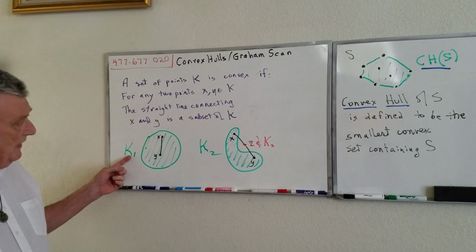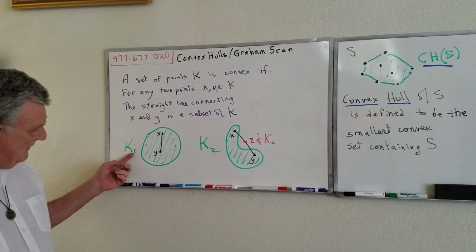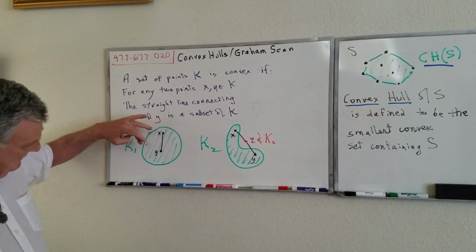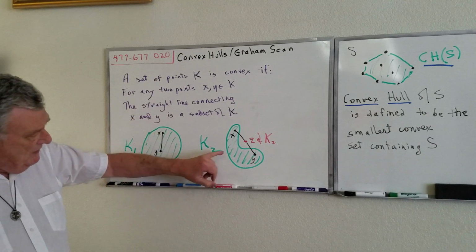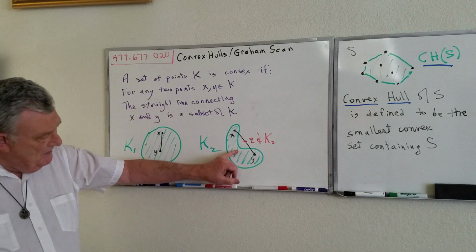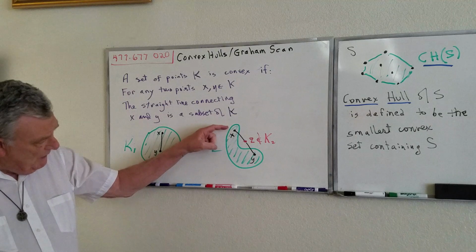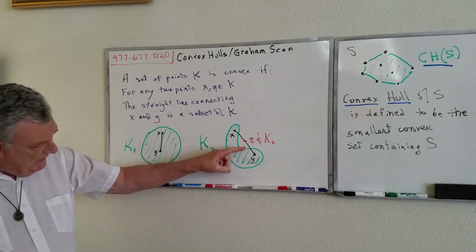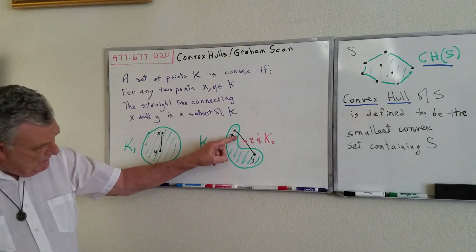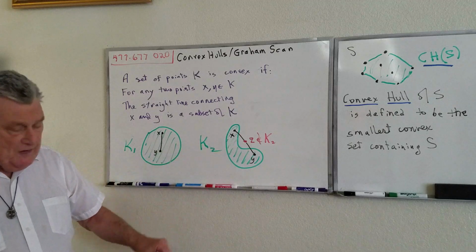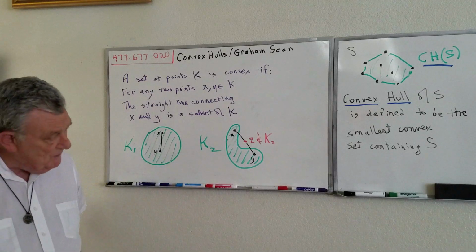So the set K1 is convex. If I take any 2 points and draw a line, I stay within it. The set K2 is not convex because there's a point X, point Y here, and the line in between contains a point that is not in K2.